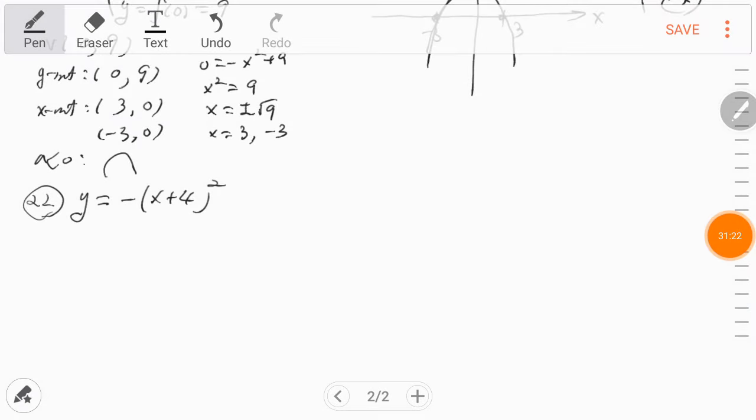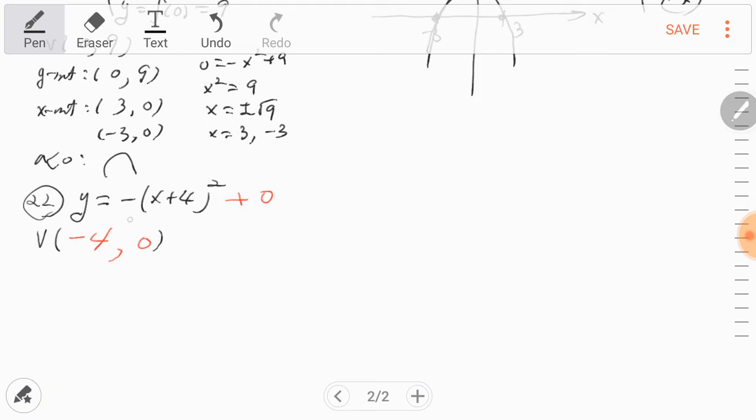Okay, from this exercise 22, what is the vertex? The vertex is, okay, already this function is written in vertex form. So isn't it the same as plus 0? Plus 0. So h is what? H is negative 4 because this is plus. So the x coordinate is what? Negative 4. And the y coordinate is 0. So that is the vertex.